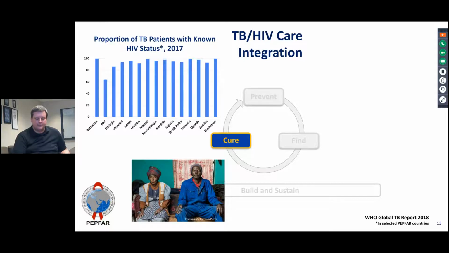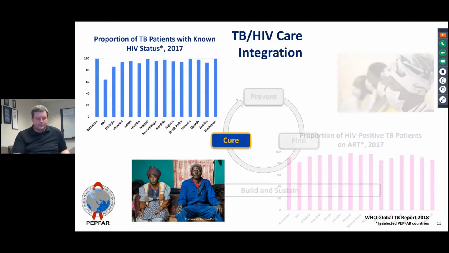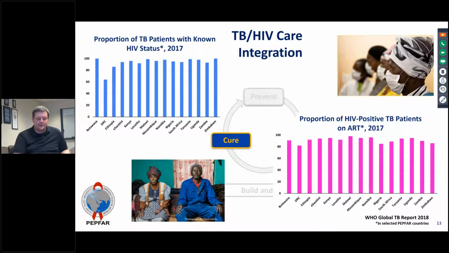The PEPFAR strategy, doing the right thing at the right place at the right time, worked. Right-sizing our response and focusing on the highest impact interventions, the dramatic scale-up of ART, which also provides some protection from progressing to TB disease, certainly played a role. Looking at the pink bar graph, the number of notified HIV-positive TB patients on life-saving antiretroviral therapy has grown in recent years. In the 30 high TB-HIV co-infection burden countries, overall, 85% of the TB patients known to be HIV positive were on antiretroviral therapy for HIV.